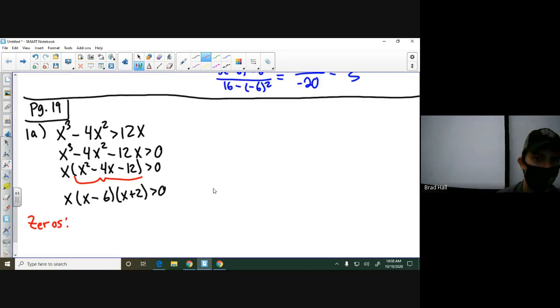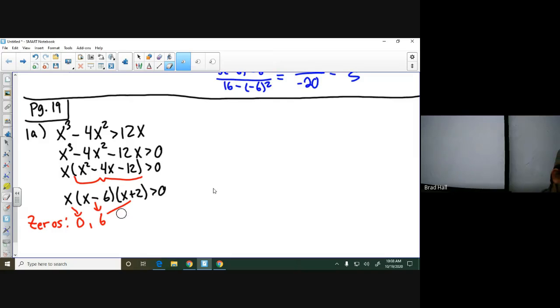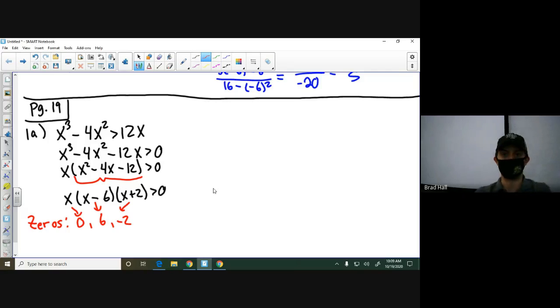The zeros from this problem: each factor gives us a different zero. And from here, as you may remember from the video, we use this information by constructing the number line.